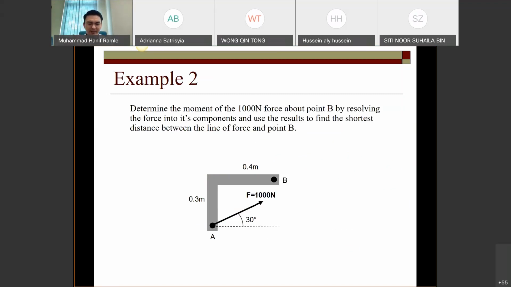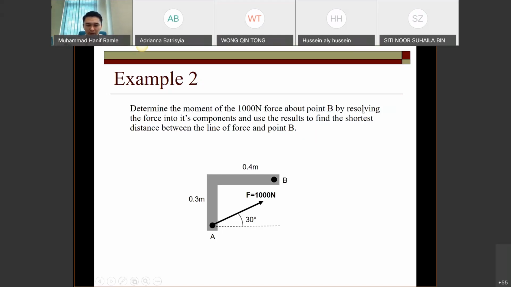Okay, so this is example two. The example is straightforward, to get the D, for example, to get the distance from the line of action to the point. But this one is maybe very tricky. But at the end of the day, the easiest way that I just said to you is the Varignon theorem. This is the thing that we are not making a lot of mistakes with.